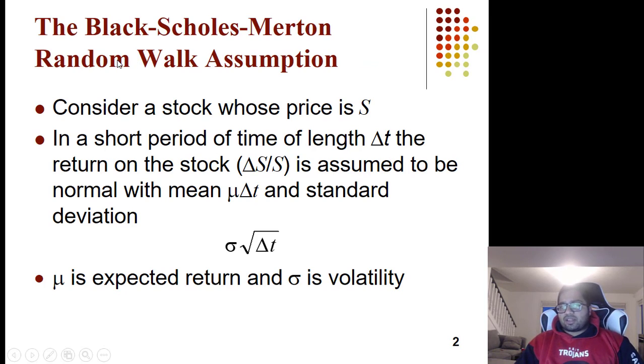So, the Black-Scholes Merton model random walk assumption. Consider the stock price in a short period of time, delta T. The return on the stock, the change in stock price divided by the stock price right now, is assumed to be normal with a mean of U times delta T and a standard deviation of sigma times square root of delta T. U is the expected return and sigma is volatility. So it is saying that stock returns are randomly distributed around a mean and standard deviation.